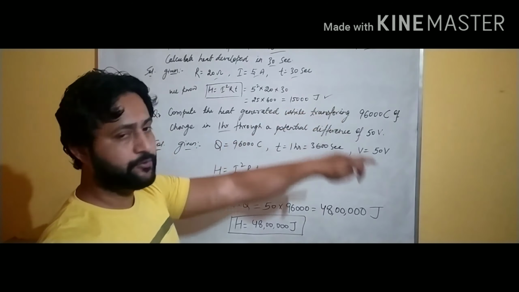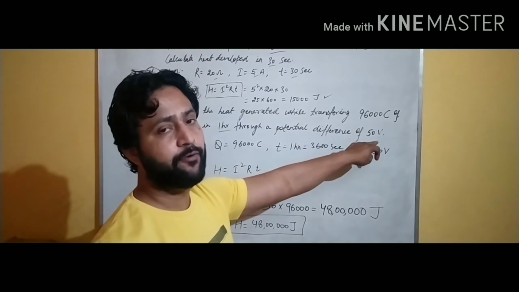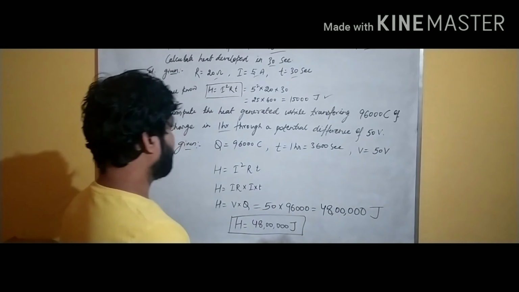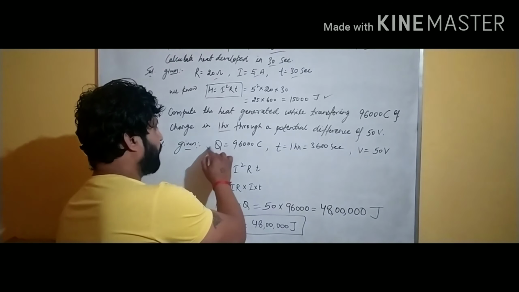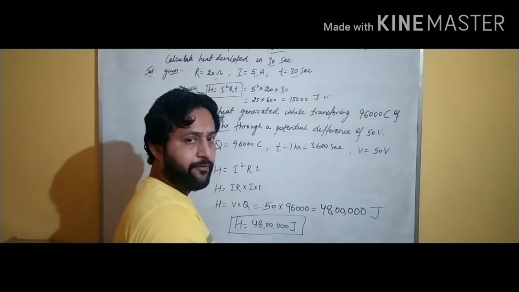In the next question, compute the heat generated while transferring 96,000 coulomb of charge in 1 hour through a potential difference of 50 volt. In this question, you are given the value of Q as 96,000 coulomb. Time is 1 hour, so convert it into seconds: 1 hour is equal to 3600 second, and potential difference V is equal to 50 volt.